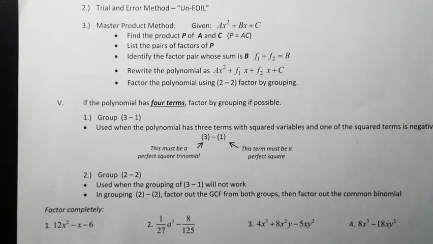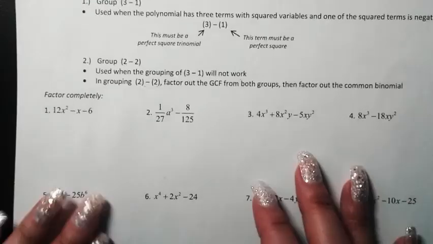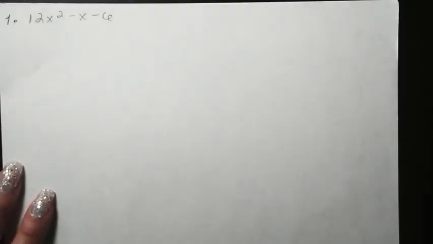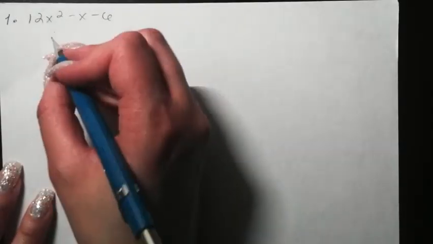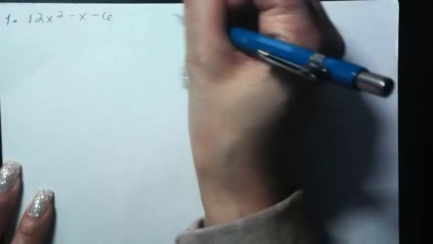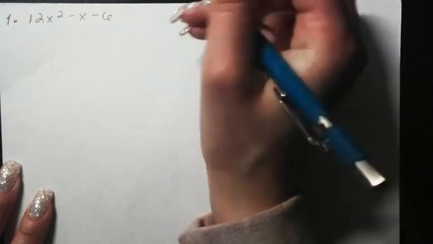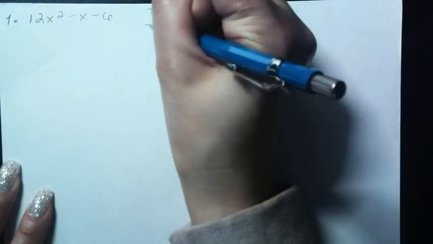Okay, so we're going to factor completely the following problems. Okay, so let's start with this one. So let's factor 12x squared minus x minus 6. Okay, so you want two numbers that when you multiply them they give you negative 72, and when you add them they give you negative 1.